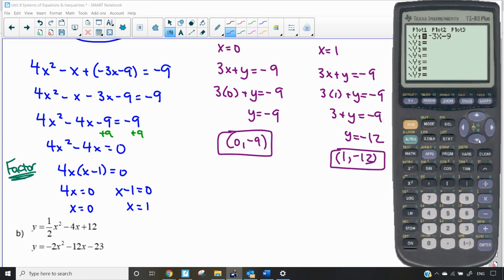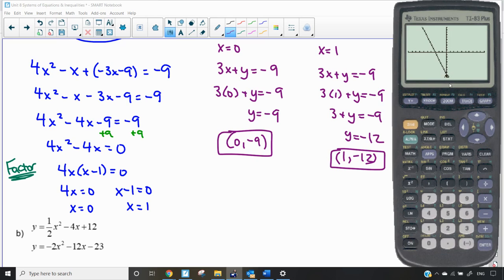And for the other equation, I can just keep the y where it is, move everything else to the other side. So that will change some signs. That'll give me negative 4x squared plus x minus 9. Now I can graph and check my intersection points.